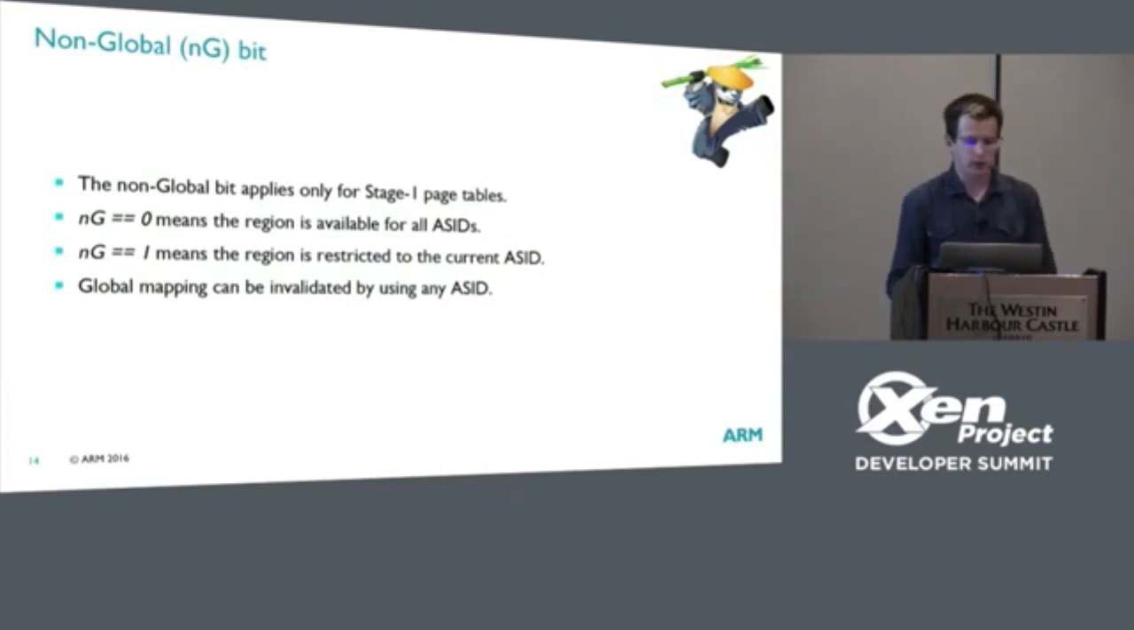The last bit that is quite interesting in the page descriptor is the non-global bit. It's only available for stage 1 page tables. It's used, for instance, if you know that a region of memory will be mapped in all the address spaces, all the processes, like the kernel memory. So you can say that this is global, and you don't need to invalidate for all the ASIDs. You can invalidate at once. So if you modify a mapping in the kernel, you don't need to invalidate for each process.